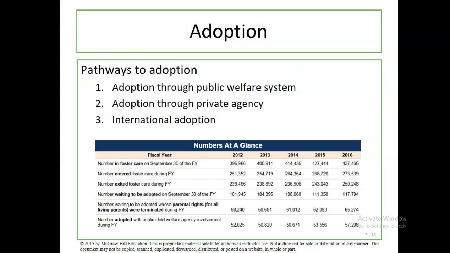Adoption is a very interesting concept because the idea of adoption is that we are becoming parents to someone we have no genetic similarity to. We have nothing in common, although that's not always the case. For the most part, when we think about adoption, we're talking about people adopting essentially someone whose genes we have nothing in common with.